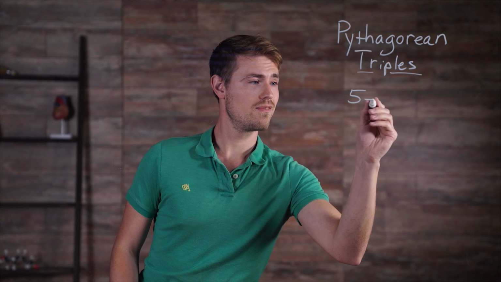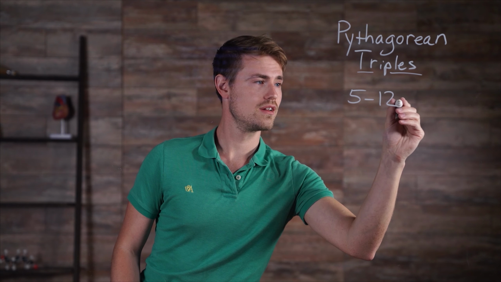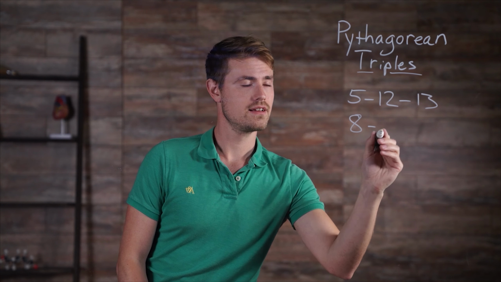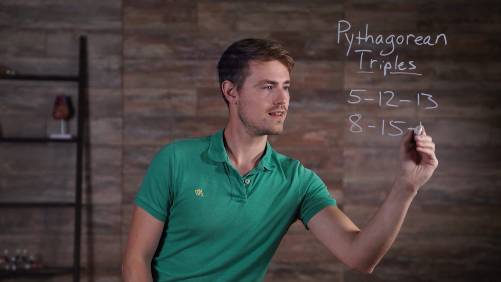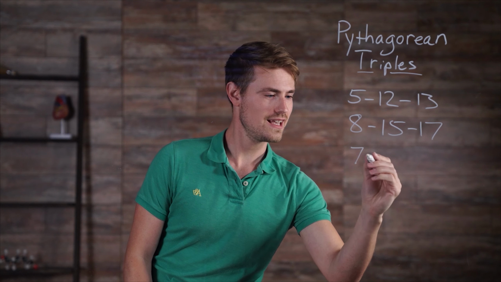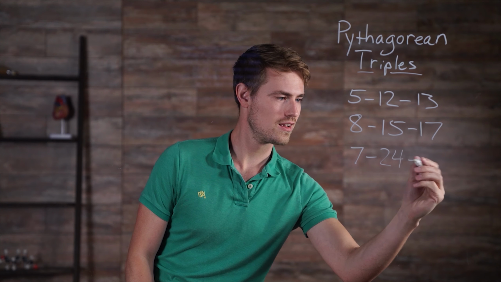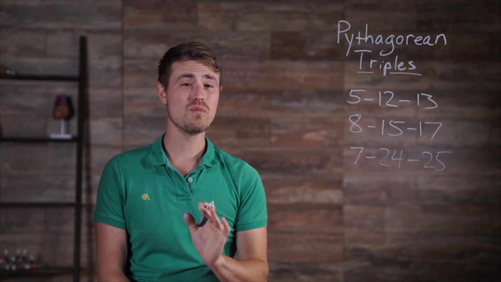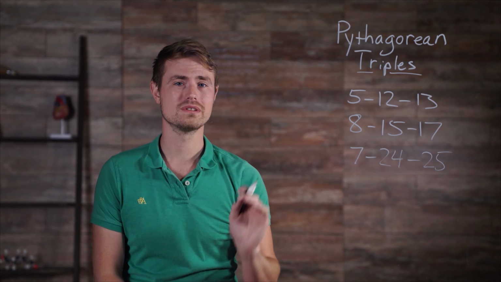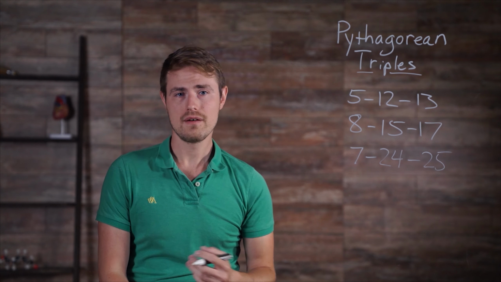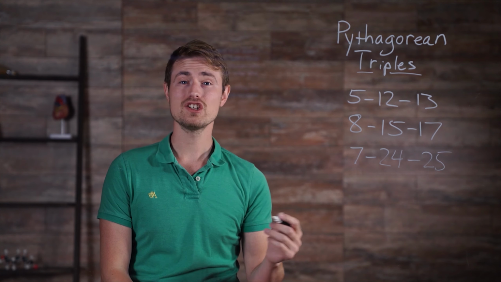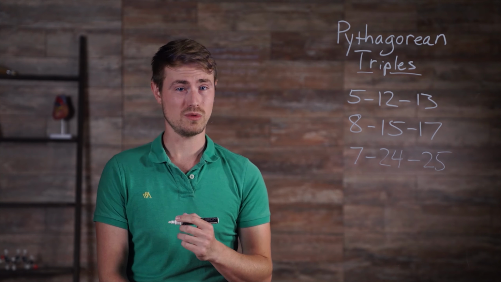Other Pythagorean triples include 5, 12, 13, 8, 15, and 17, and 7, 24, 25. There are many more, but these are the ones you will see most often. Of course, there are right triangles that aren't Pythagorean triples. Let's look at one just so you can see what the answer will look like.